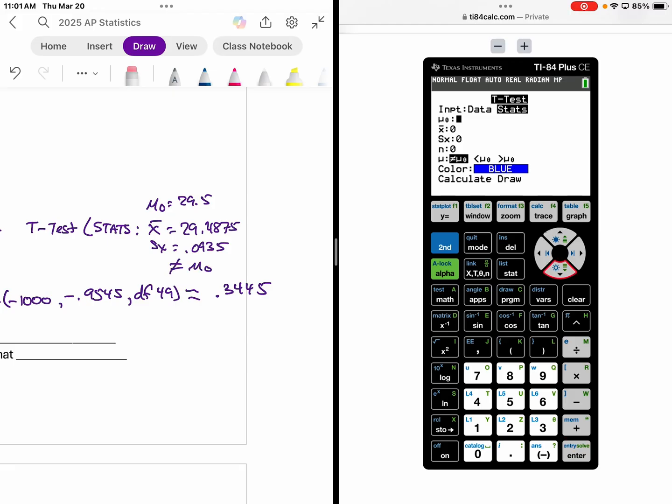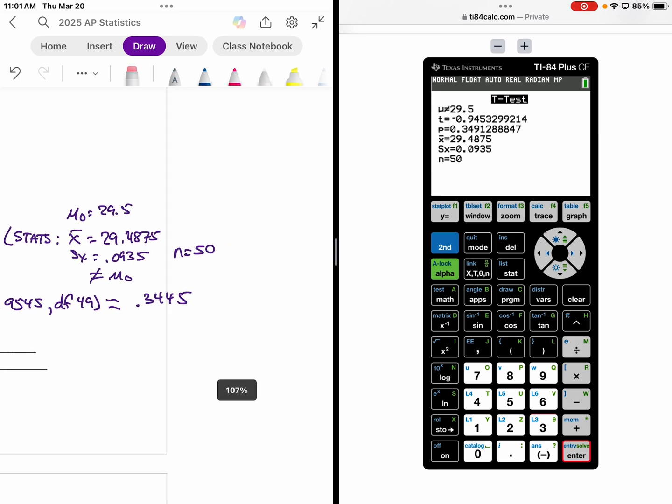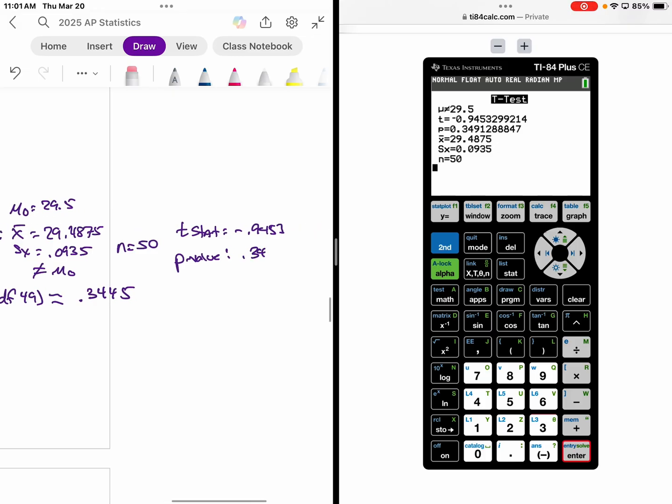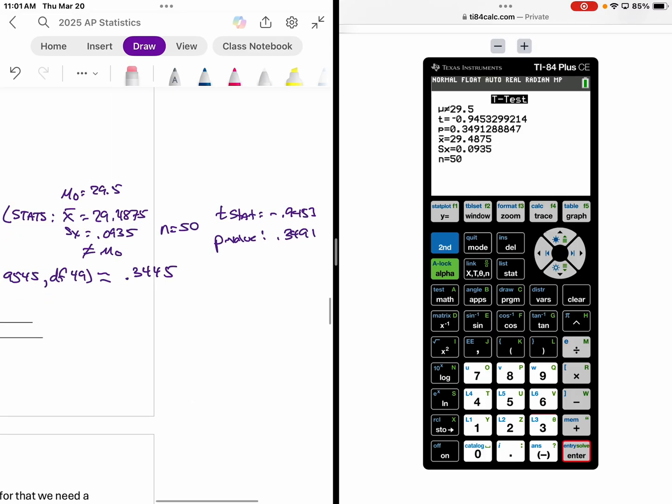As I enter those in: 29.5, 29.4874, 0.0935, and 50 is my sample size. That's what I forgot on that. n is equal to 50. Leave that part alone, hit calculate. And voila. Again, it tells me my t-stat is negative 0.9453, which is pretty close to what we had. Our p-value is 0.3491. Again, close enough to what we had there.